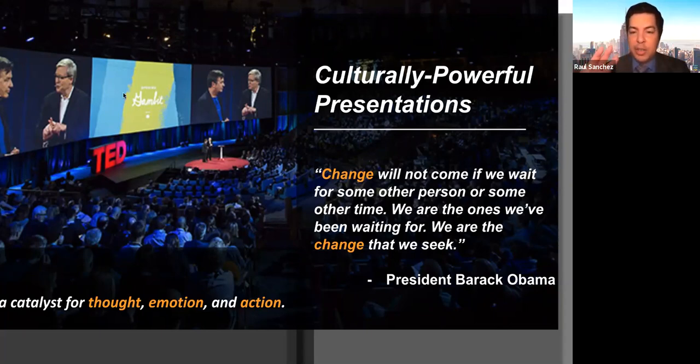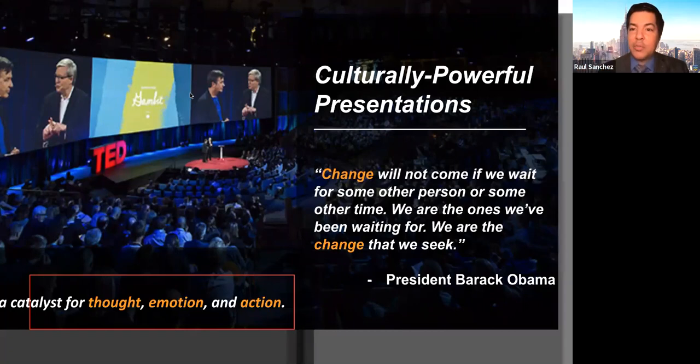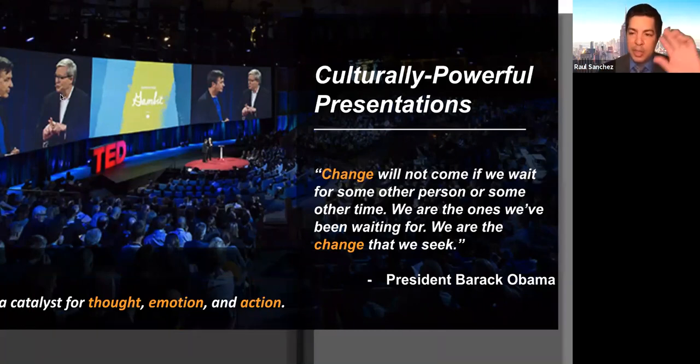And there's 3 areas here. You're a catalyst for thought, emotion, and action. So the goal is that the audience members leave the room thinking differently, feeling differently, or doing something differently after the presentation. But this idea of the catalyst is very important for the framework in terms of adaptability. It shifts the entire presentation context. It's a very important mindset shift.